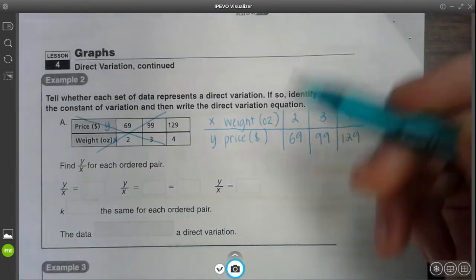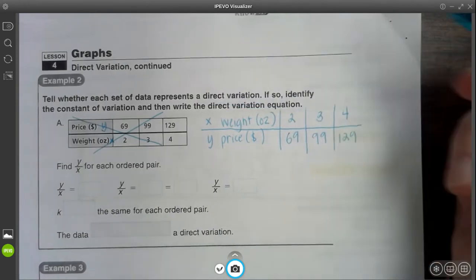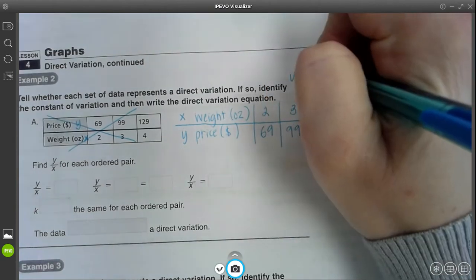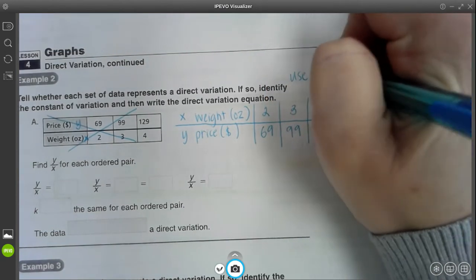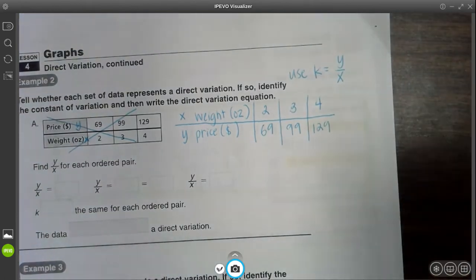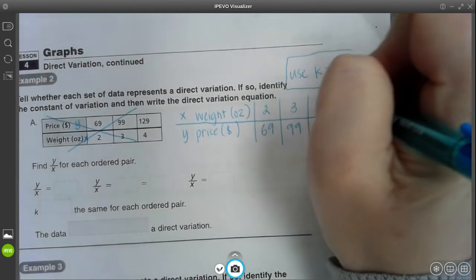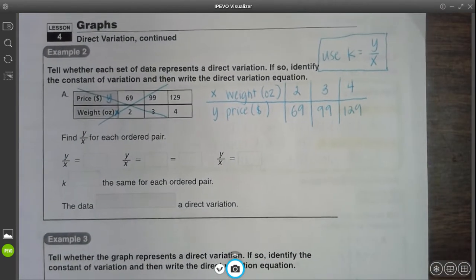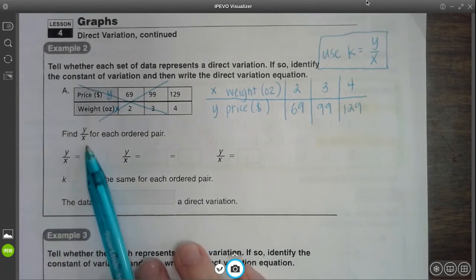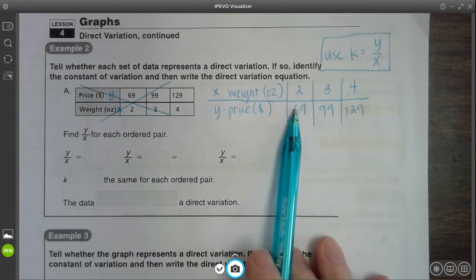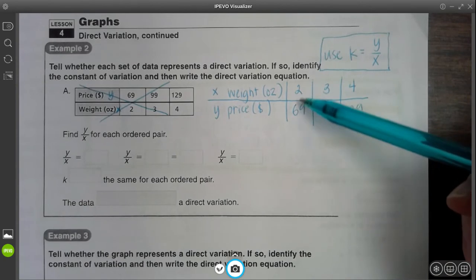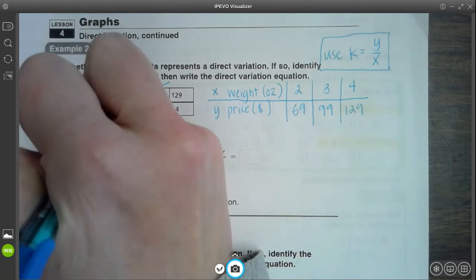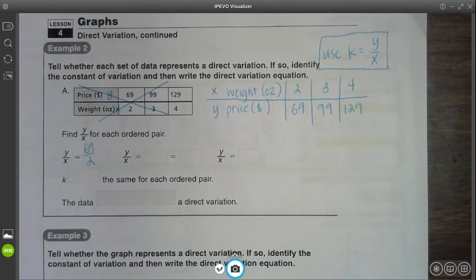Okay, so to find direct variation in a table, we're going to use the other formula for direct variation, which is k equals y over x. And that's going to tell us if we have a constant of variation or not. So we're going to use y over x for each ordered pair. The first ordered pair, we're going to do 69 over 2, and then simplify that.